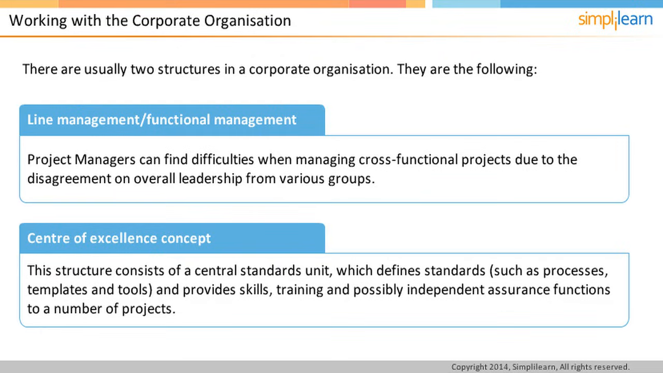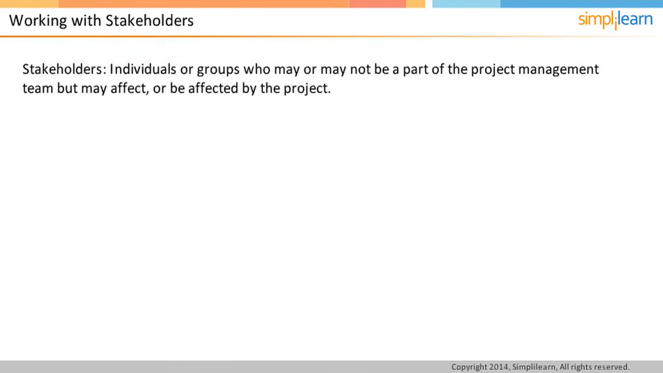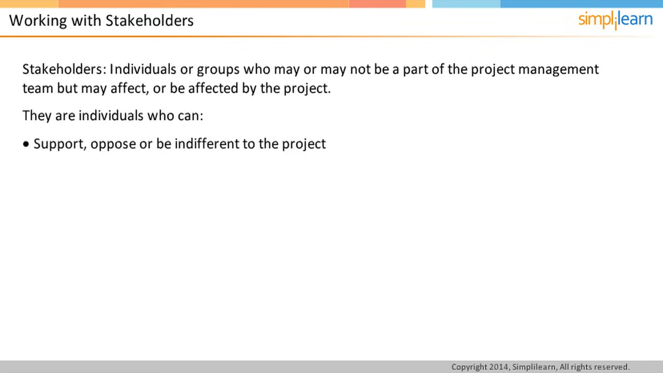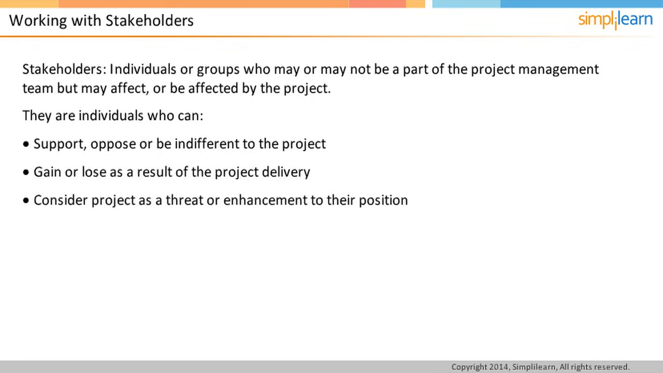People are required to perform activities as they cannot be performed solely by machines. A professional project manager must understand the importance of stakeholders in a project. In PRINCE2 terms, there are some individuals or groups who are not part of the project management team, but are affected by the project or who may need to interact with the project. These groups or individuals are the ones who can support or oppose the project, who gain or lose as a result of the project delivery, or the ones who consider the project as a threat or enhancement to their position. There are active supporters or blockers for the project and its progress.